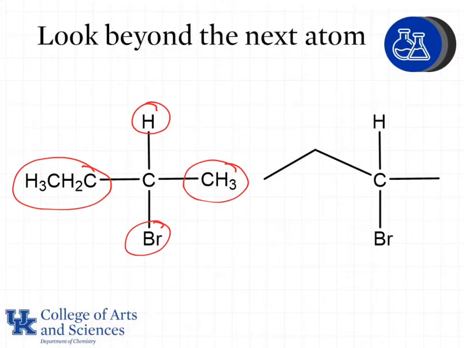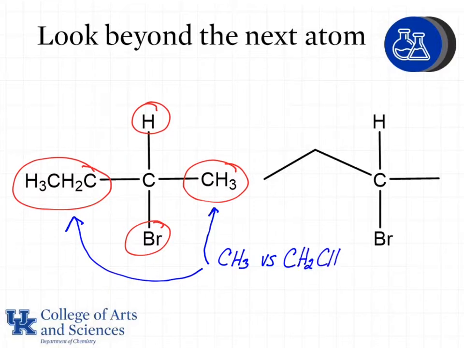The molecule on the right is just a different representation of the structure. So when we look at these two groups, we see we have CH3 and CH2CH3, and these are different groups. Therefore, this is a chiral carbon in the middle because it has 4 groups attached: hydrogen, bromine, CH3, and CH2CH3.